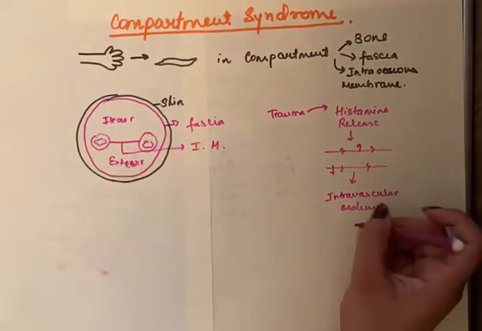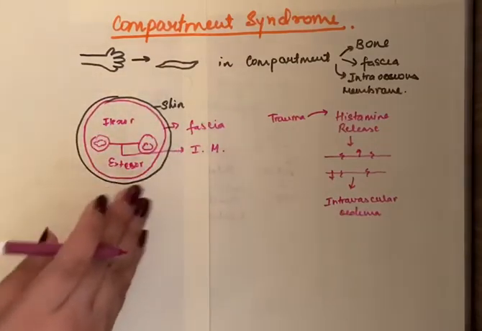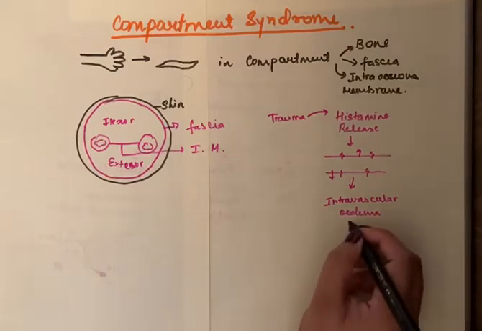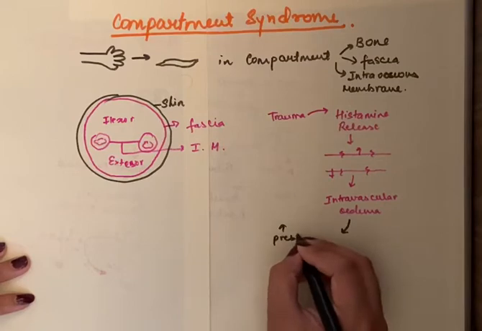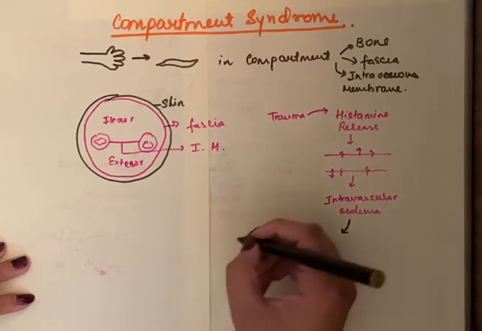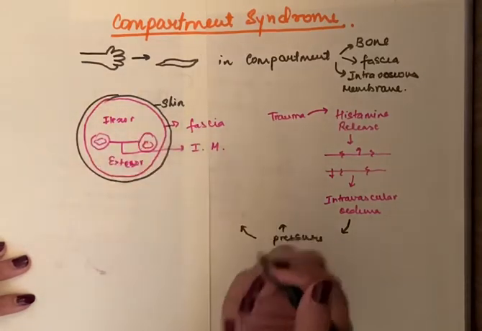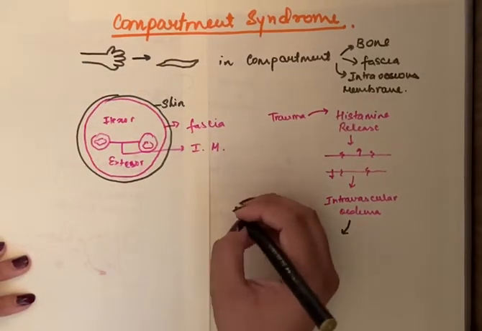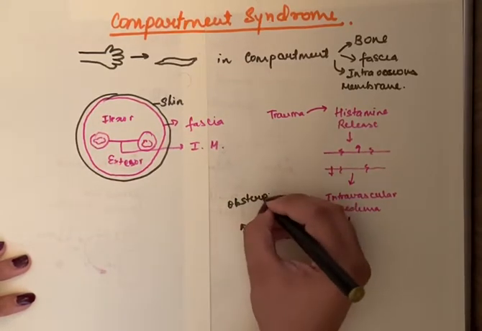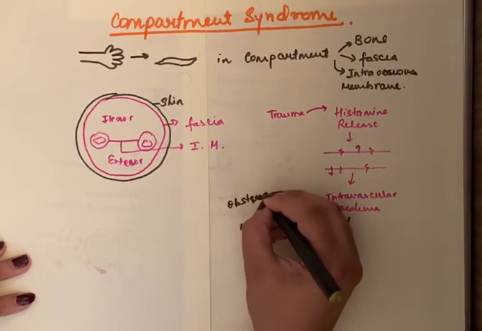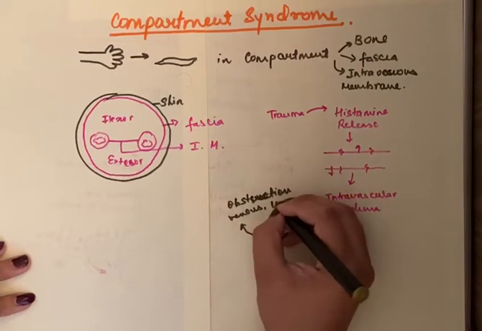Due to this edema, what will happen in this compartment? This is a closed compartment. In this, fluid has accumulated, due to which there is edema. Now this will cause increase in pressure. So intramuscular pressure will increase and this will obstruct the vessels here, the lymphatic system, causing obstruction of the venous system and lymphatics.